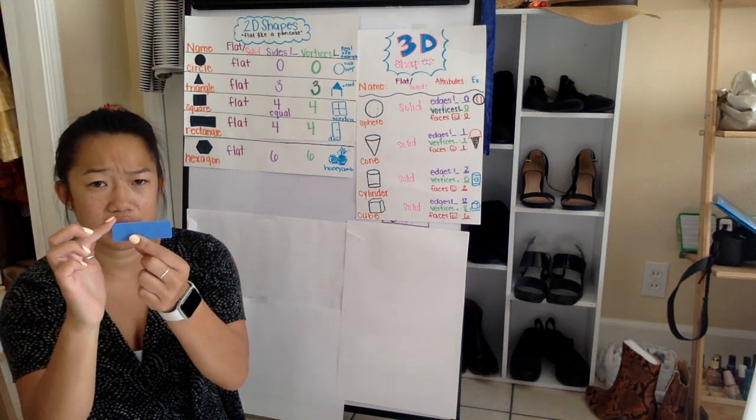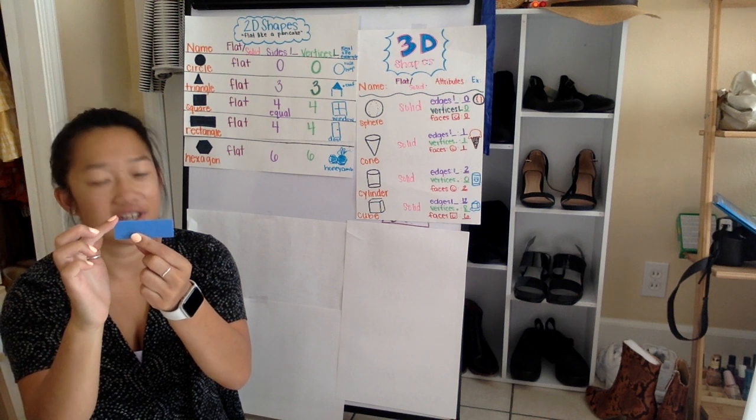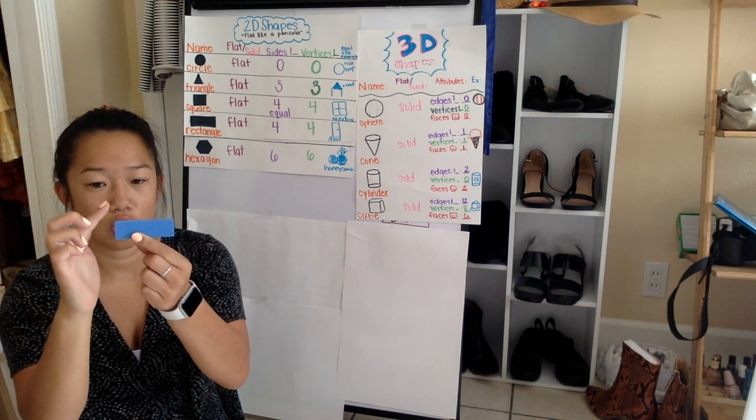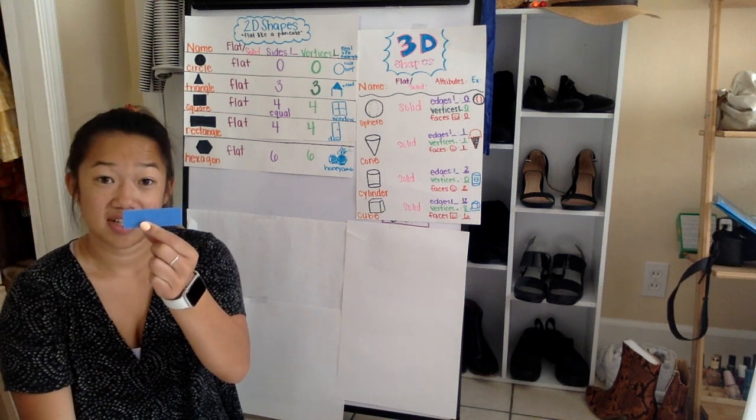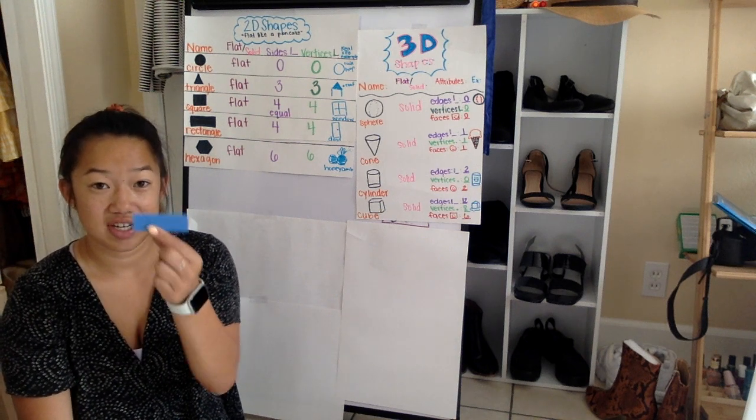All right, great job. We're going to count the points. What's the word for points? The vertices. Good job. We'll count the vertices. 1, 2, 3, 4. So a rectangle also has 4 sides and 4 vertices.